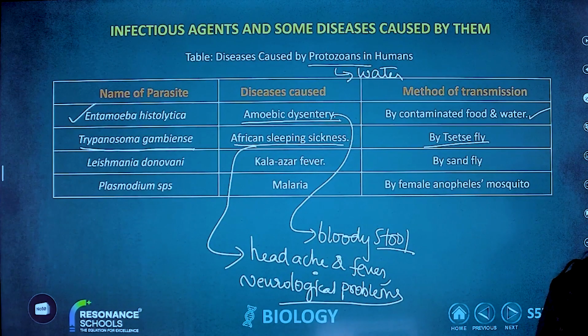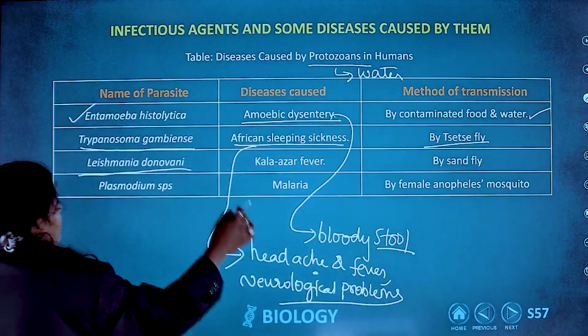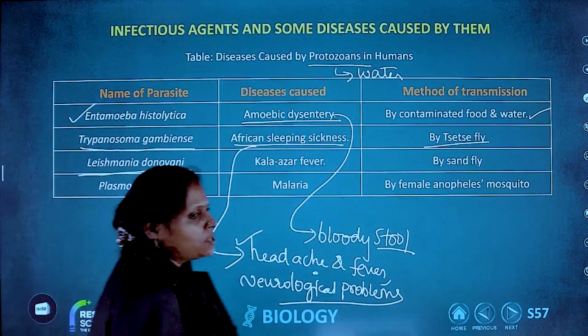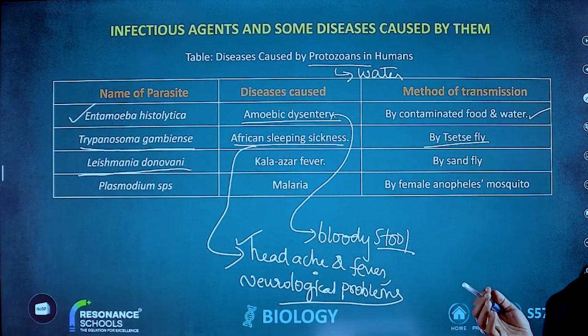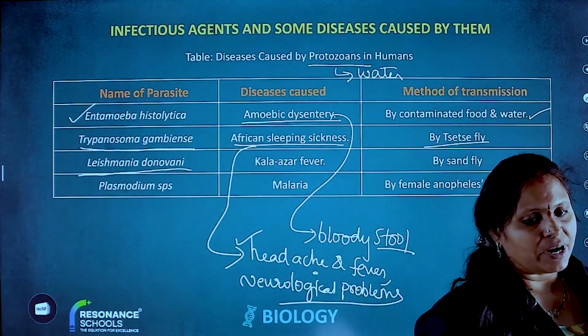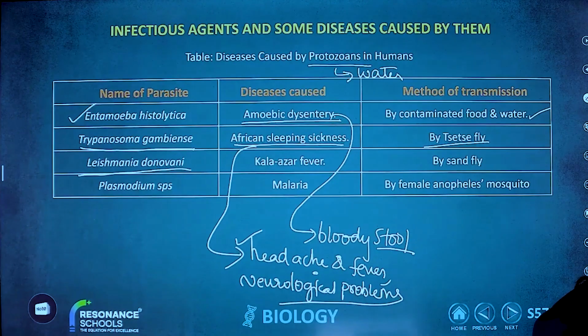Okay, then Leishmania donovani. Please write Trypanosoma gambiense. Symptoms of this you write. Here they have given the name of the disease and how they are spread. But the symptoms are not given. I am explaining the symptoms. Please write the symptoms. Second one you write Trypanosoma gambiense. Next one, third one I will explain now.